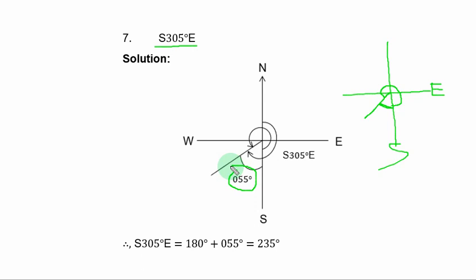This remaining angle that is not part of the movement becomes 055 degrees. In three digit, you go to the north and you move clockwise to where the first angle ended. That is this part. The whole of this side is 180 degrees. This angle here is 055 degrees. So from here to this point is the addition of 180 degrees and 055 degrees, and that is 235 degrees.